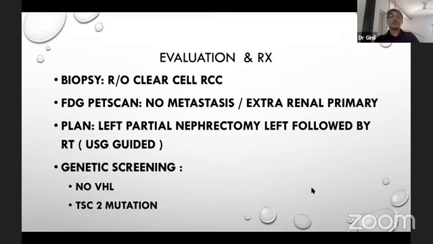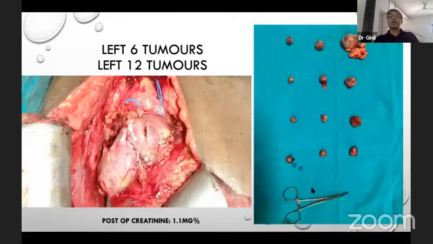With the possibility of multiple primaries in the tumor, 12 on the right and 6 on the left, we proceeded with partial nephrectomy because we cannot go for a bilateral radical if possible. So we did a genetic screening. There was no VHL, but what we saw was a tuberous sclerosis mutation, TSC gene mutation, again, I am reiterating what Srivatsa has told. When there are multiple tumors, it is better to have a genetic evaluation. So this is the tumor, 12 tumors from the left side.